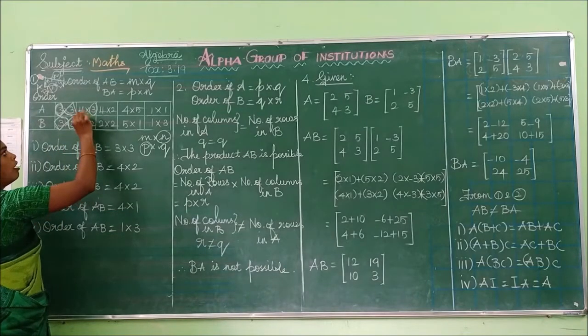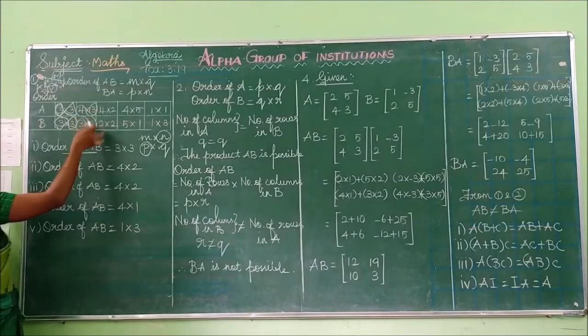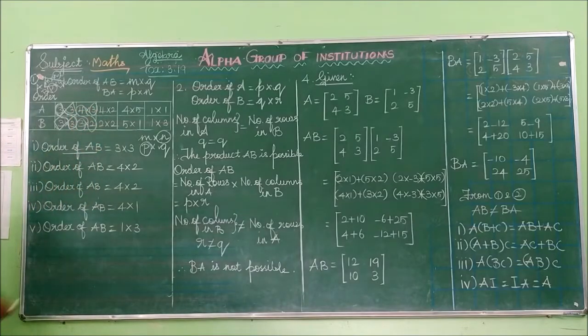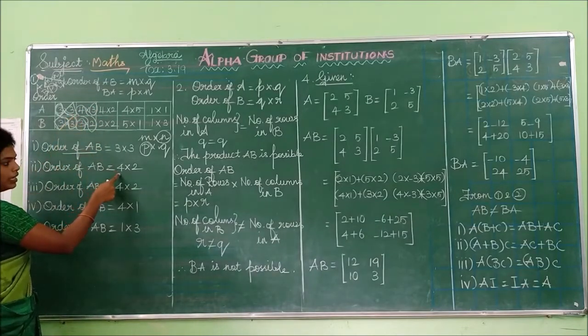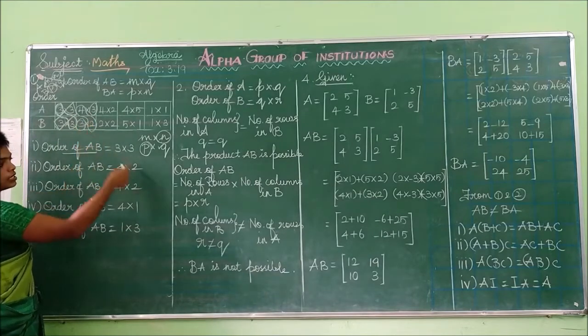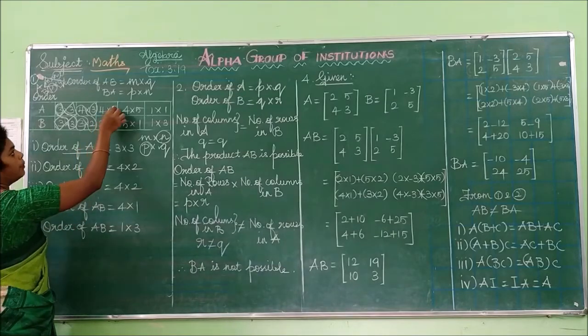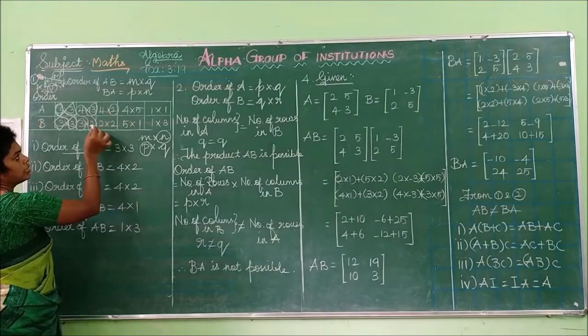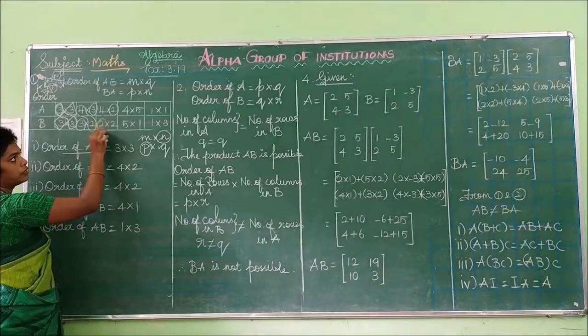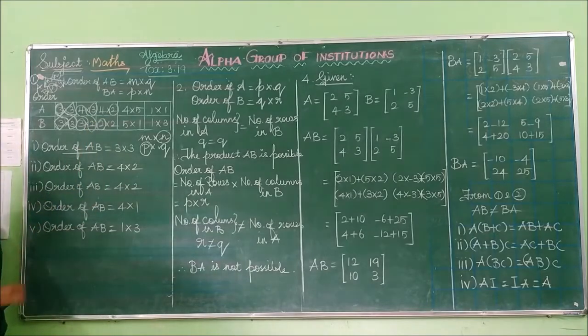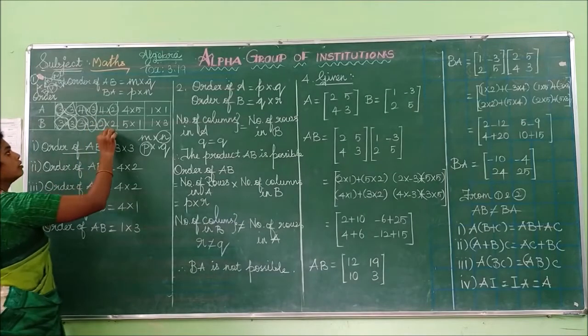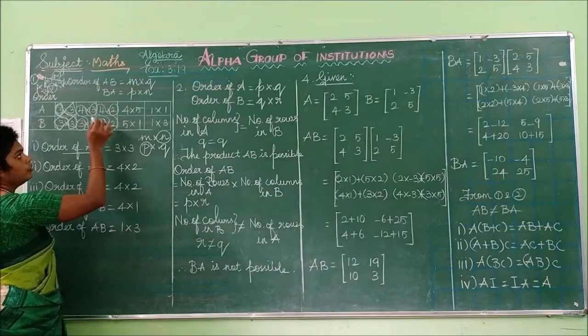Then you can write the order of the matrix, number of rows into number of columns. So number of rows in the first matrix is 4, number of columns in the second matrix is 2. Then listen to the next matrix. You have to find the order of AB only. So listen here, the number of columns in the first matrix and number of rows in the second matrix both are equal. Then you can cross and write the value.